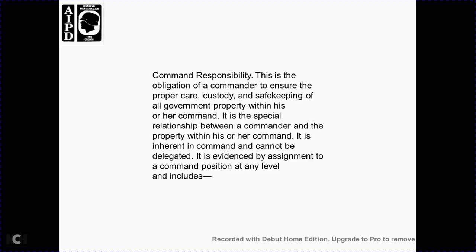Examples of responsibility incurred are command responsibility, supervisory responsibility, direct responsibility, and personal responsibility.